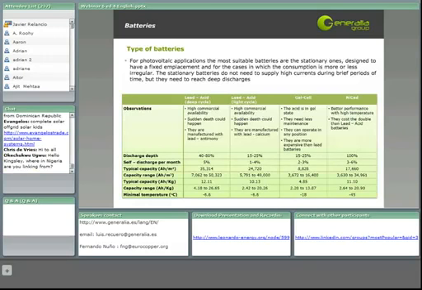So, talking about the type of batteries, we have to know that there exist several types in the market, but for PV applications, the most suitable batteries are the stationary ones. This type of batteries is designed to have a fixed emplacement and for the cases in which the consumption is more or less irregular. They are usually designed to reach deep cycles of discharge, but they cannot provide a very high current during a short period of time.